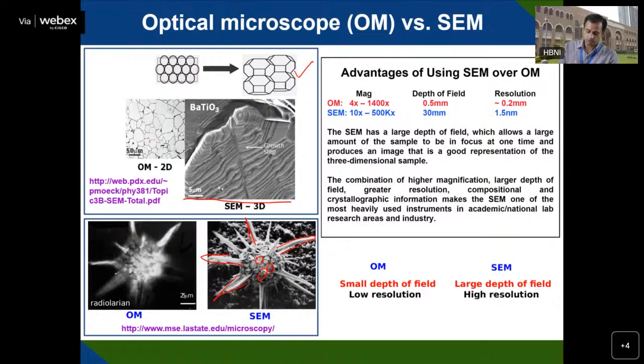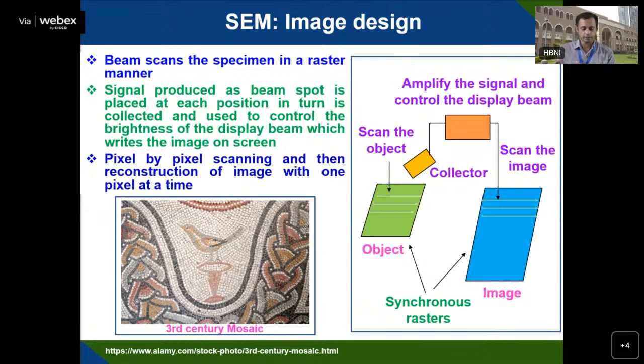In the case of optical microscopy, you have a small depth and low resolution, whereas in the case of SEM, you have a large depth and very high resolution. But in SEM, the beam scans the specimen in a raster manner. The beam falls on the sample surface and is scanned step by step, in a raster manner.